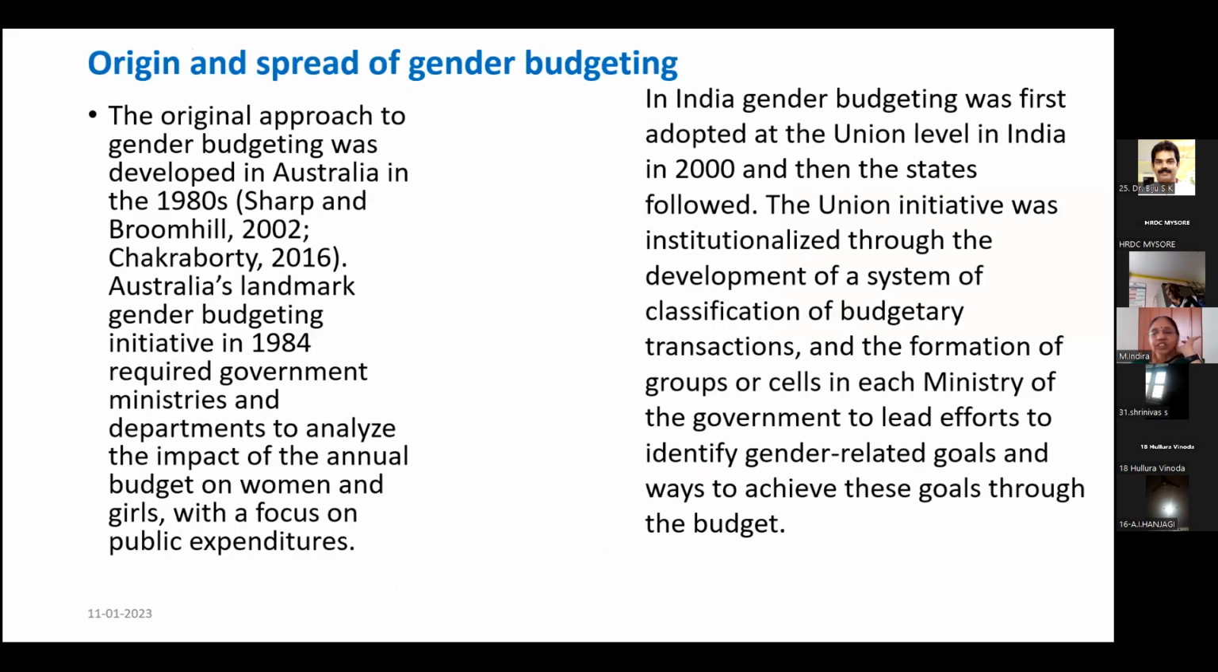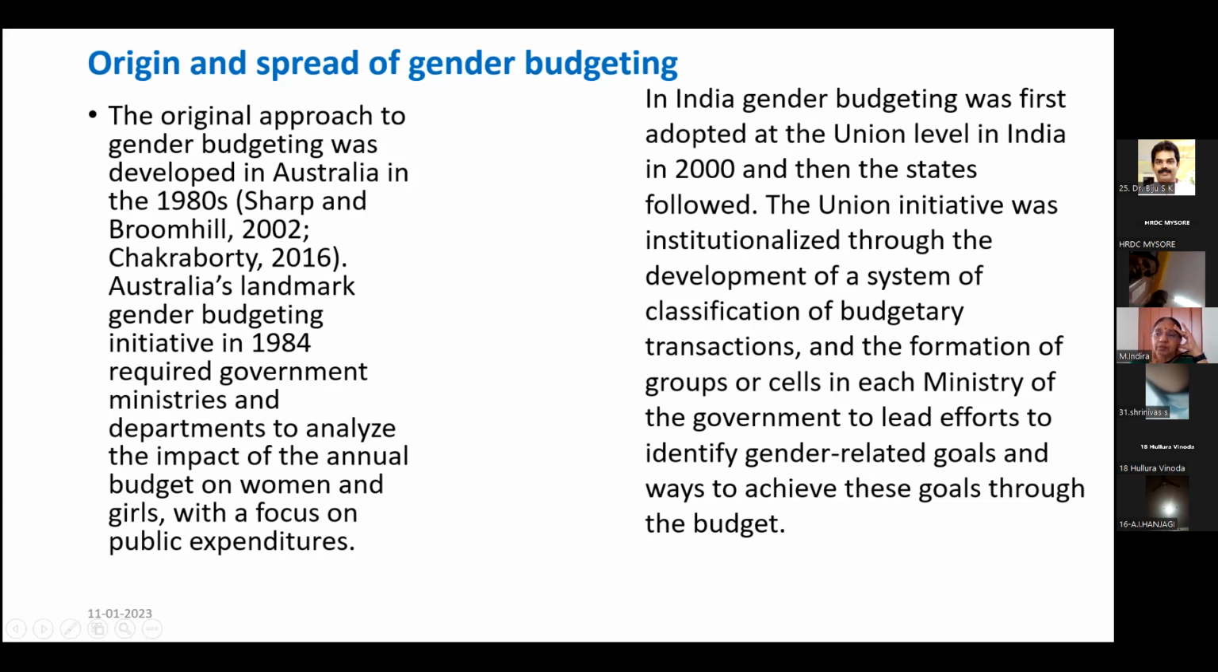And how gender budgeting started: it's not too long ago. It was first developed in Australia in the 1980s. Australia's landmark gender budgeting initiative in 1984 required government ministries and departments to analyze the impact of the annual budget on men and women, with a focus on public expenditure. They analyzed how public expenditure affects men and women. They did not focus on the income or revenue part. They focused on how, when the government is spending money, it affects men and women. So that was the first attempt to see gender budgeting in Australia.